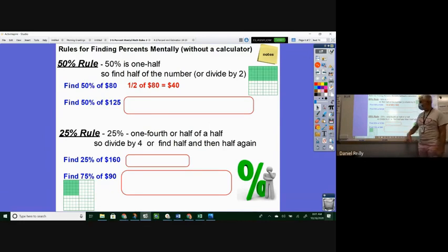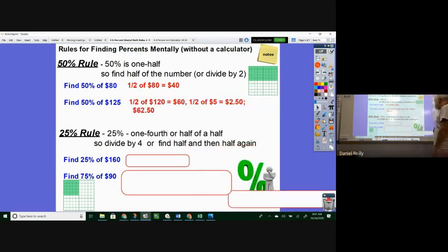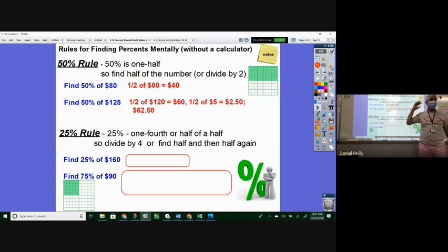$62.50. That's correct. So when you have an odd number at the end, if you divide this by 2, half of 120 is 60, and then half of 5 is $2.50. That's a little more difficult, obviously. $62.50. So 50% of a number is half of the number, just divide it by 2.